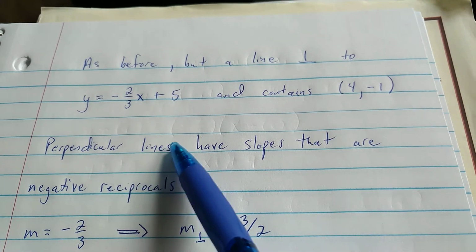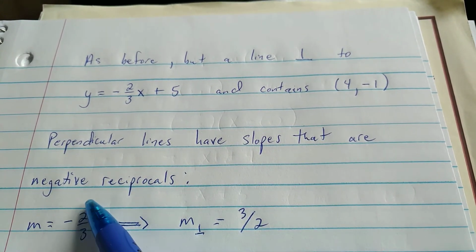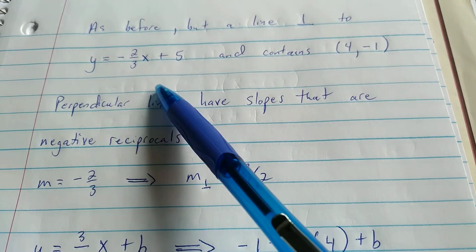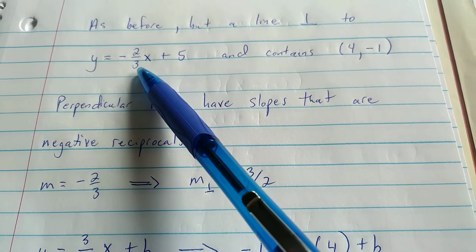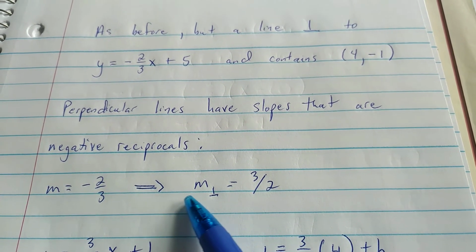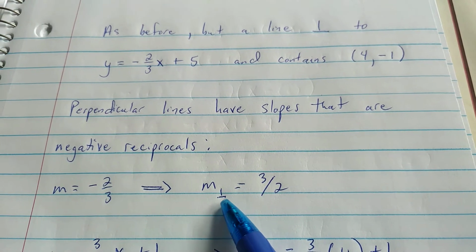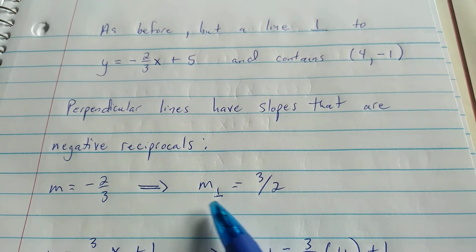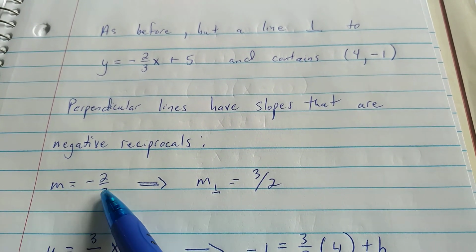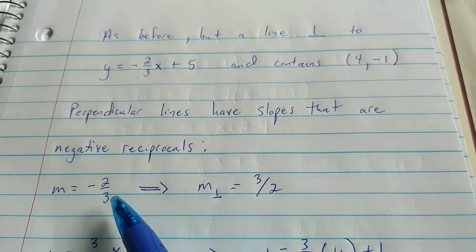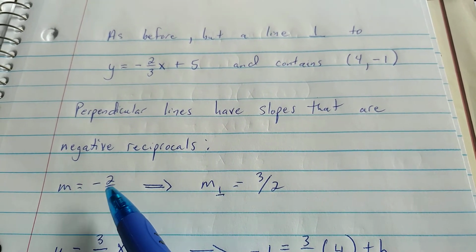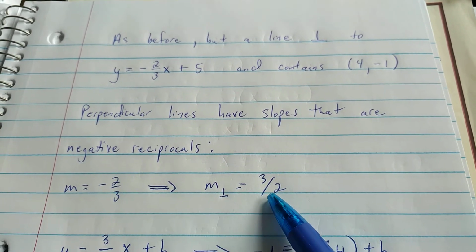You must remember that perpendicular lines have slopes that are negative reciprocals. Negative reciprocals. So the line equation I want to be perpendicular to has slope -2/3. So the slope of the line perpendicular to it, there's my perpendicular symbol again, would be the negative reciprocal of this one. Negative means negative, so negative of a negative becomes positive. Reciprocal means to flip. So the slope of the line I'm looking for is not -2/3, it's +3/2.